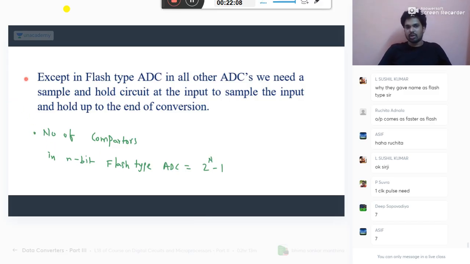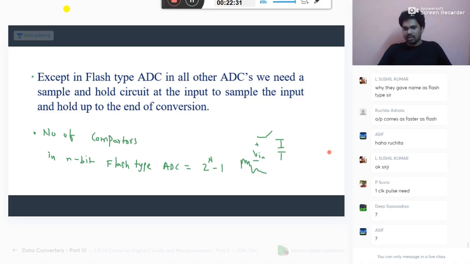Here one more important point. Except in flash type ADC, in all other ADCs, we need to sample and hold. We need a sample and hold circuit at the input to sample the input and hold it up to the end of conversion. It is as simple as a capacitor. This is your Vin. Vin is a variable quantity.